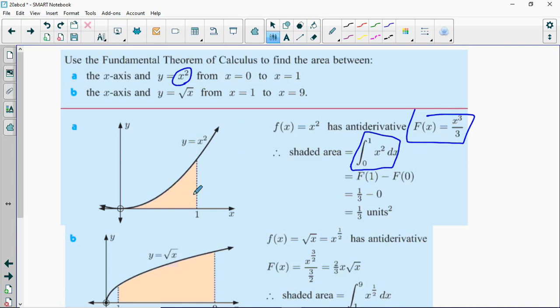And this is the problem that we started with way back in the beginning. We saw in the table when there were 10,000 rectangles, we had just 0.33333. I said it looks like it's exactly 1/3. Well, guess what? That area is exactly 1/3.